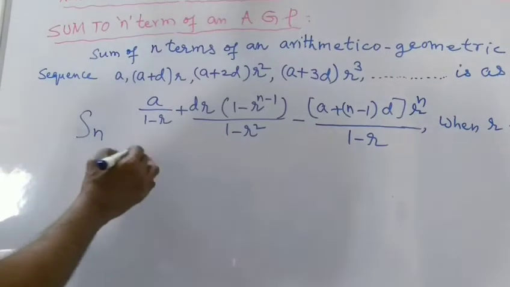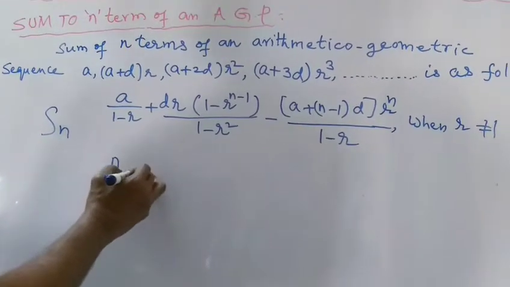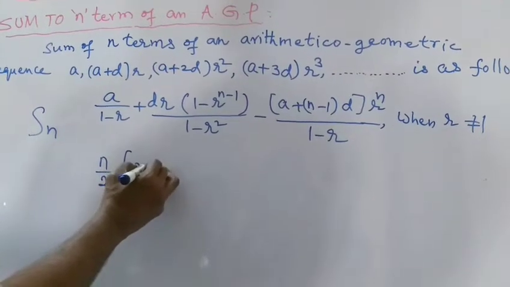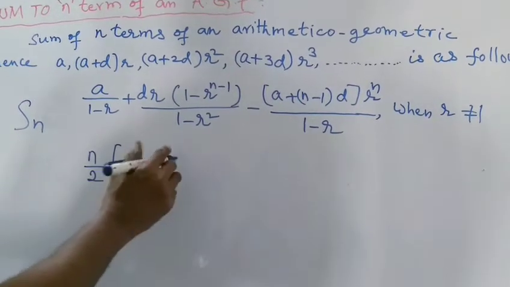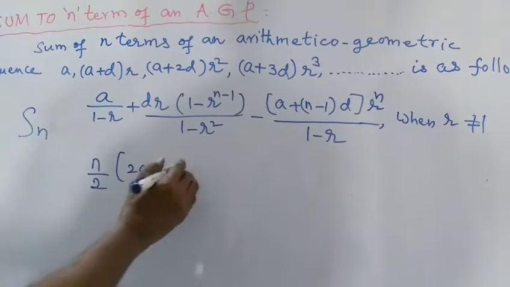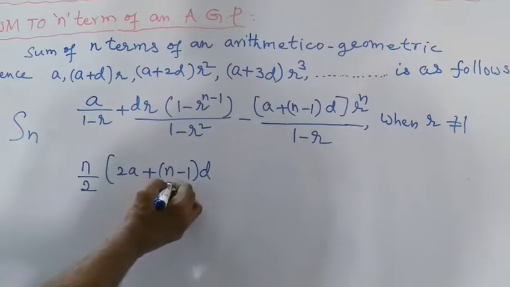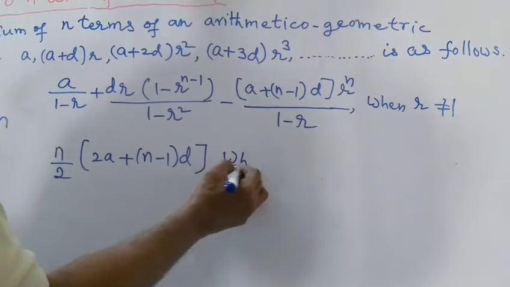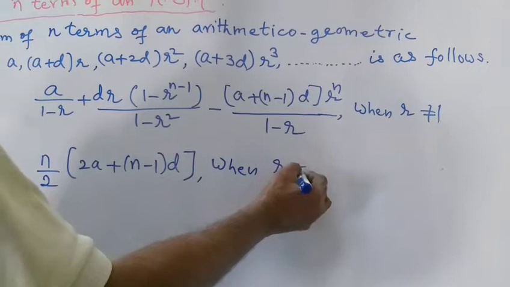Now, one more case is there in this. Sn is equal to n by 2 of (2a plus (n minus 1) into d) when the common ratio r is equal to 1.